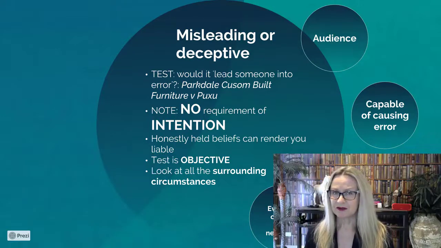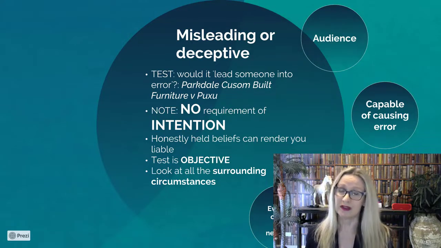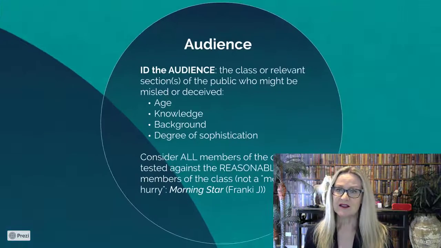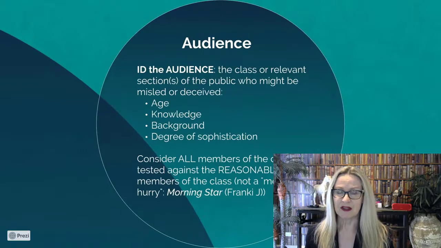The test is objective. It's simply a question of fact that is determined by the court after looking at all the surrounding circumstances. And there are a few salient aspects that we need to consider when we are trying to determine whether conduct might be misleading or deceptive and therefore contrary to Section 18. The first thing is that you need to think about your audience. And this is what you'll find once you've read a few cases on Section 18. The judges tend to first sit down and think about who exactly the statement was addressed to. So they identify the audience.